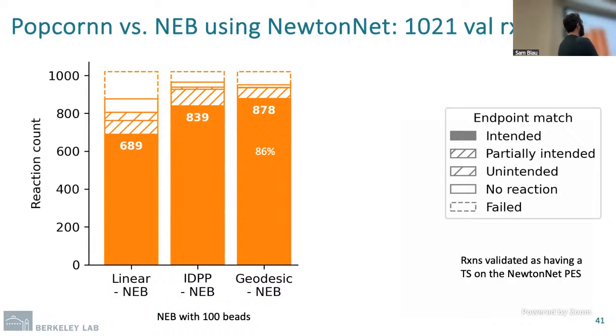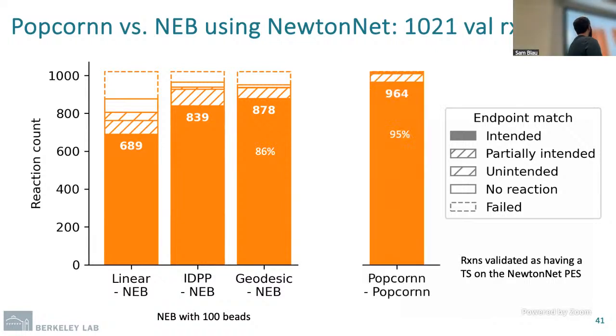We're dealing with these 1,021 reactions where we have validated that a transition state exists on the Newton net PES for this reaction. So if we fail to find it, it's a failure of the method, not the MLIP, okay? And here, there's different ways you can initialize your NEB. You can just do linear, there's IDPP, this geodesic work from Todd Martinez's group, and people over the years have gotten better at initializing your NEB path optimization. 86% on these 1021. I mean, it's not bad. I want better, but it's not bad. If we use our method, we're at 95%. And I think we only have 1 failure there at the top.